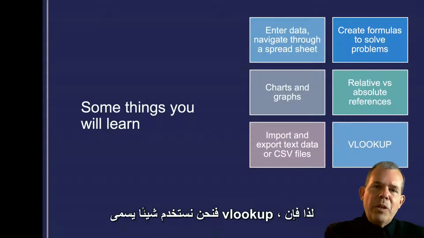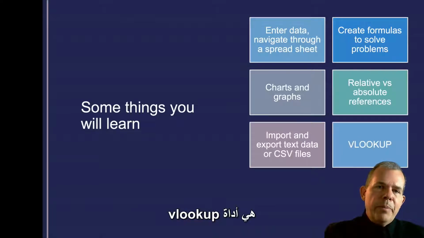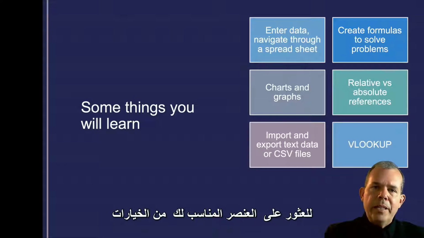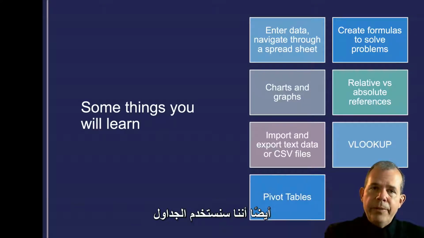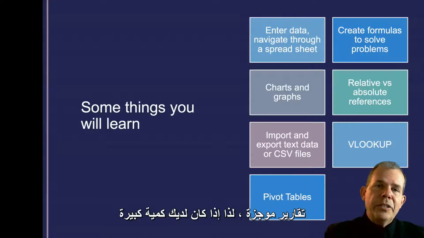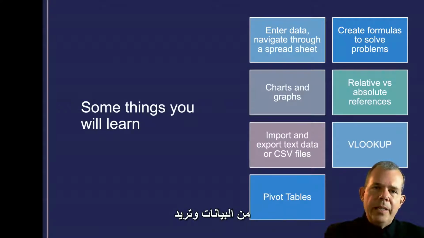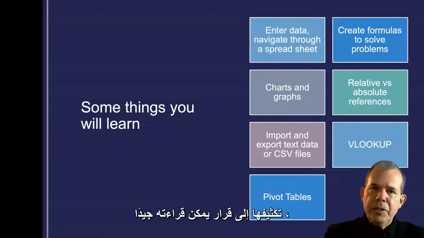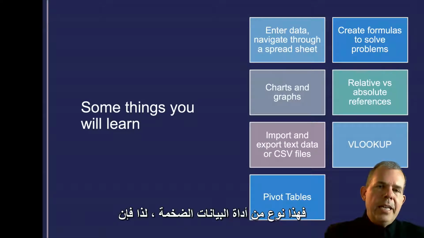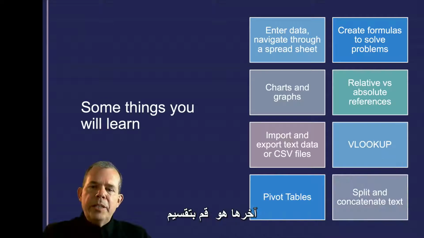We're using something called VLOOKUP. So VLOOKUP is a powerful tool that is like searching through a menu to find the right item for your choice. Also, we're going to use pivot tables. Pivot tables are summary reports. So if you have a large amount of data and you want to condense it to a very readable decision, this is kind of a big data tool. So the last one is to split text and concatenate text, and so you can modify things according to how you want them to be.